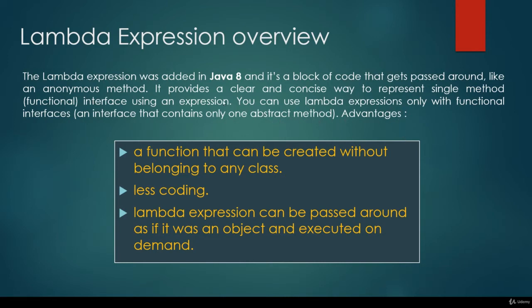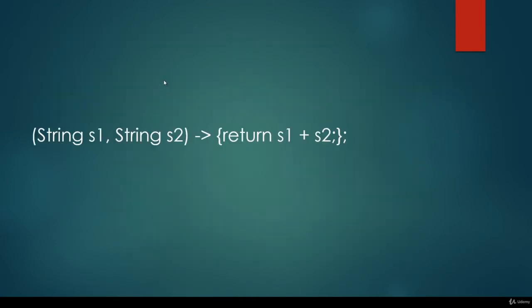What are the advantages of Lambda expressions? First of all, a Lambda expression is a function that can be created without belonging to any class. So these expressions are independent of any classes, which means less coding. And finally, a Lambda expression can be passed around as if it was an object and executed on demand. So these are the main advantages as far as Lambda expressions are concerned.